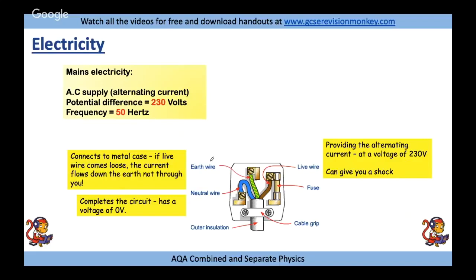Okay, what about this earth wire then? So it's not involved in sending electricity to the component or back again. But it does, inside the machine, it connects to the metal case. So something like a fridge or an oven or a freezer, if the live wire inside comes loose and touches the metal case, well, instead of going through you, the current flows down the earth wire, not through you. And that's because it has a really low resistance. Okay, and electricity wants to take the path of least resistance, so it goes down the earth wire, not you.